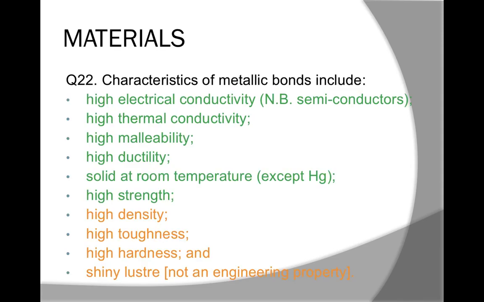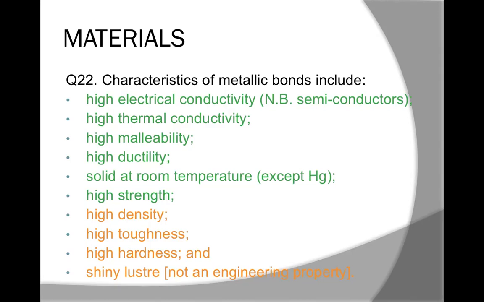I've gone through most of them. So they're usually conducting electricity, except for semiconductors like silicon. Yet they have high thermal conductivity. That means they usually will conduct heat very well. They're malleable, which means they can be hammered into a sheet. They're ductile, which means they can be deformed under tension or drawn into a wire. They're usually solid at room temperature, except for mercury. They have high strength. That means they can withstand stresses.